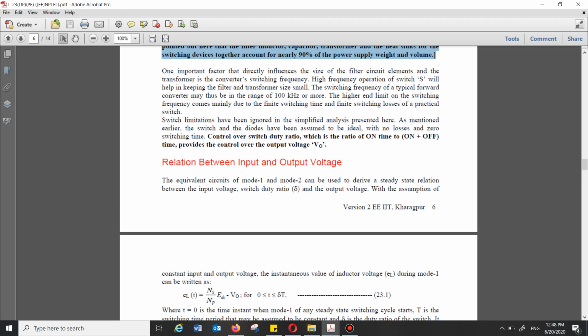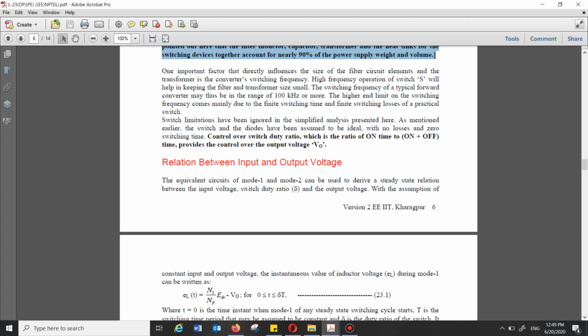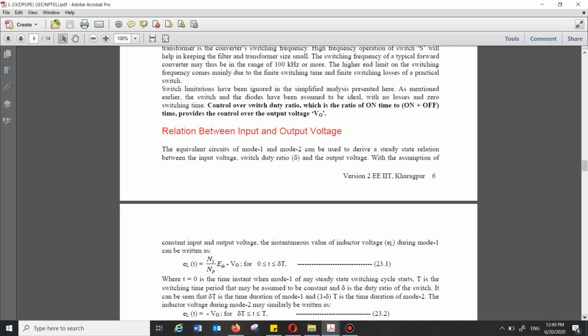Control over the switch duty ratio, which is the ratio of the on time to the on plus off time, provides control over the output voltage. Now, this is called the duty cycle. The on time actually means the time for which the switch is on. Besides this, there is a relationship between the output and the input voltage that we need to take into account.